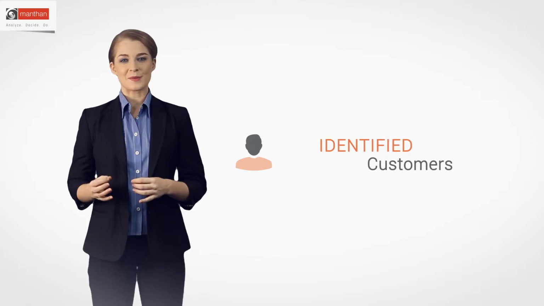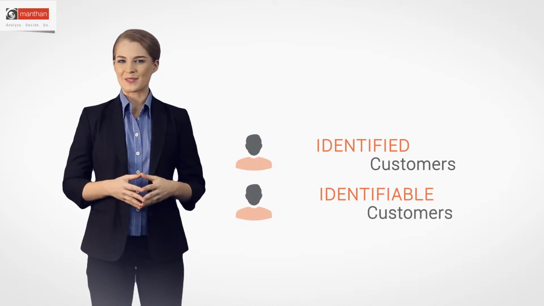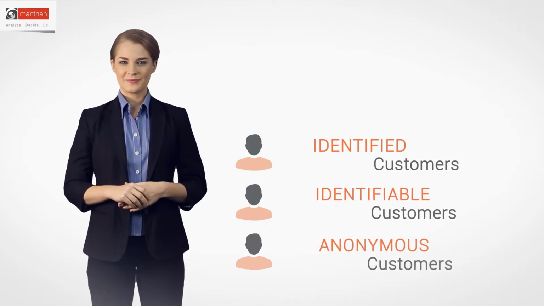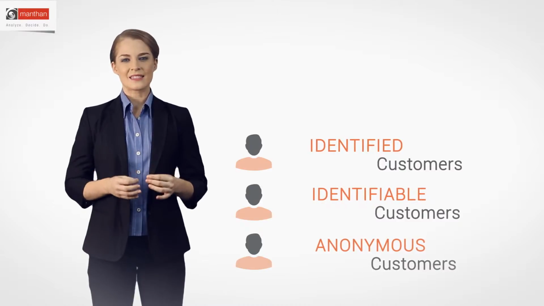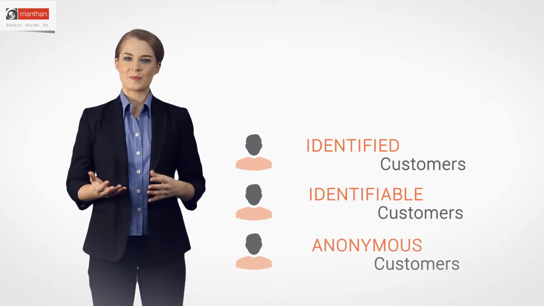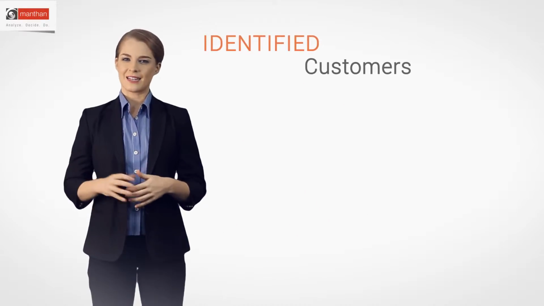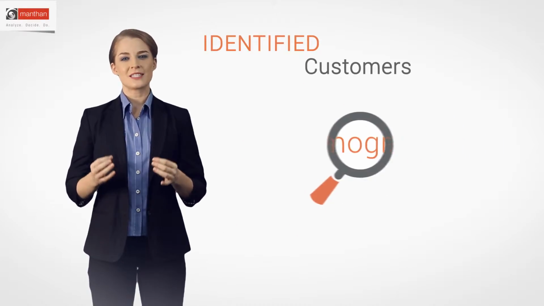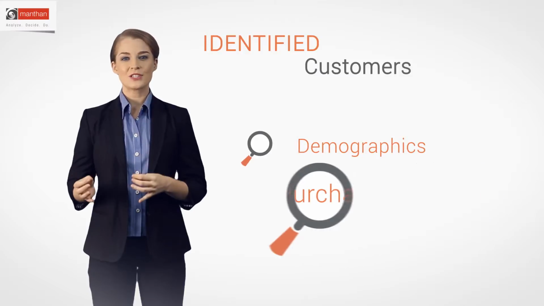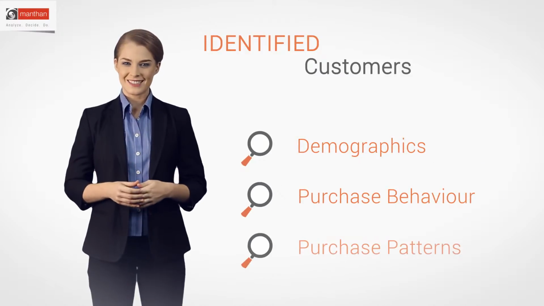Businesses struggle to achieve a single view of data across multiple touch points because the customers engage with them in three different states: as identified customers, identifiable customers, and anonymous customers. In each of these states, customers share information about themselves that has varied degrees of richness. With identified customers, you will have a deeper understanding of demographics, purchase behavior, and purchase patterns.